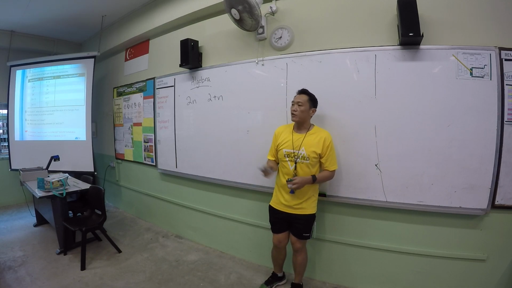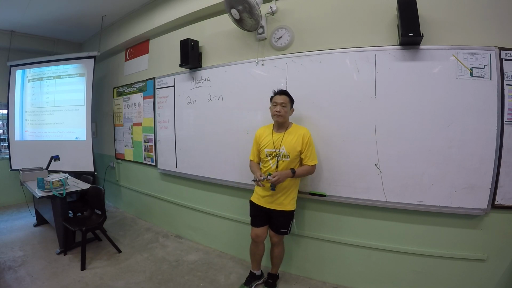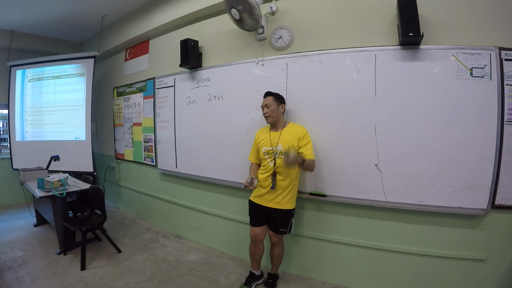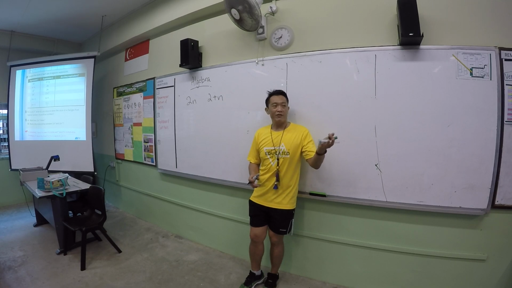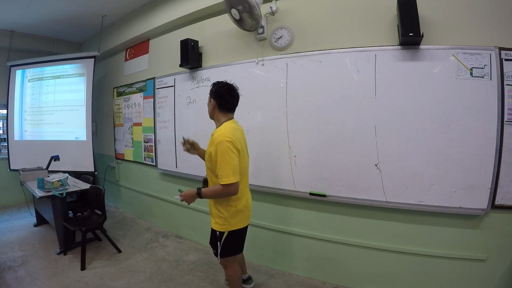Same, we put a tick. Different, we put a cross. 2n and 2 plus n. Same. Okay? Xuanle says same. Alphonse says not same. Same, put up your right hand. Not same, put up your left hand. Okay. Those with no hand up. Okay, you can put down your hand already.